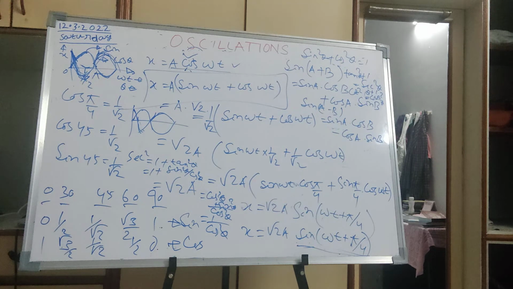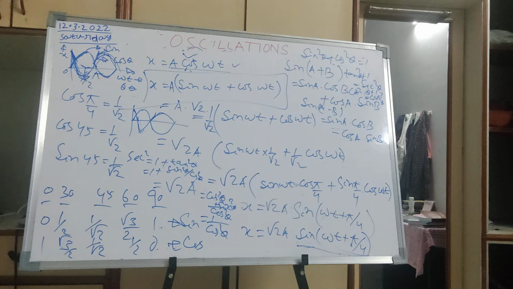Okay. So that is one. What is written here? The third one: e to the power minus omega t. Okay. You take a picture of this.